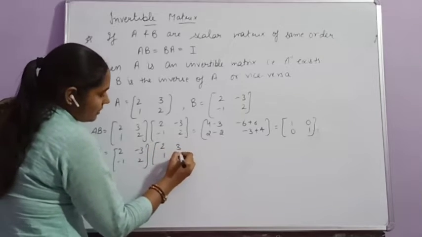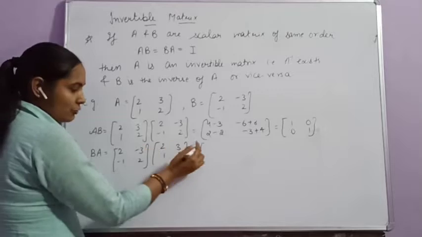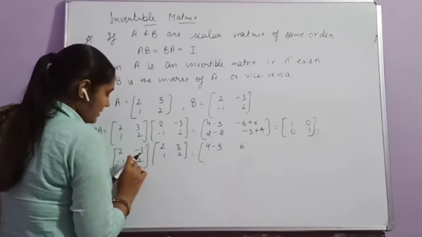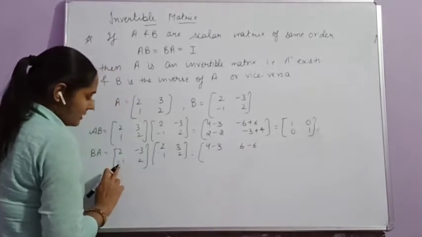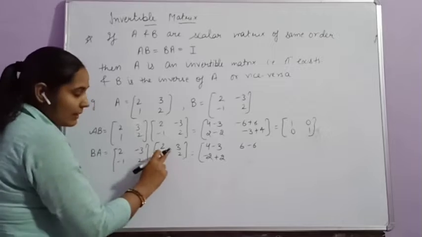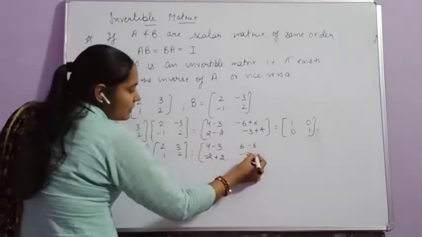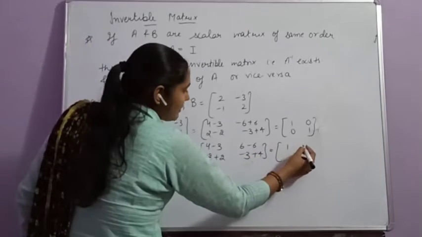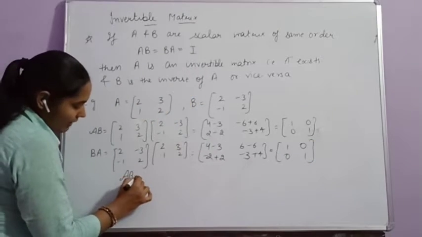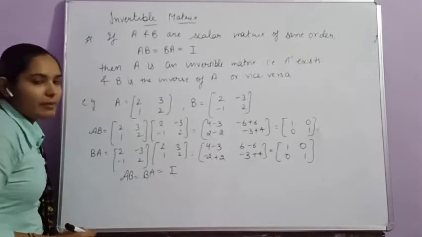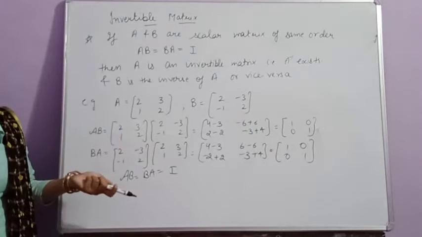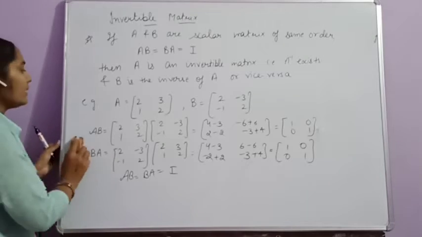Similarly, we can find BA, that is [2, -1; -3, 2] with A as [2, 1; 3, 2]. That is 2 multiplied with 2, that is 4, minus 3 multiplied with 1; minus 3; 2 multiplied with 3, 6, minus 3 multiplied with 2, that is minus 6; minus 1 multiplied with 2, minus 2, plus 2 multiplied with 1, 2; similarly, minus 1 multiplied with 3, minus 3, and 2 multiplied with 2, that is plus 4. That is equal to 4 minus 3, 1; 6 minus 6, 0; 2 minus 2, 0; 4 minus 3, 1. You can see that both AB and BA are equal and both are equal to the identity matrix of order 2. Clear? So B is the inverse of matrix A, or you can say that A is the inverse of matrix B. Clear?